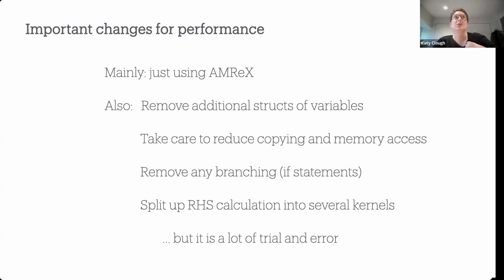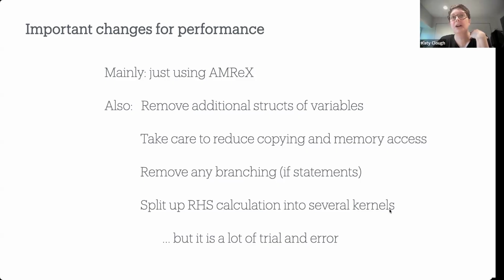And how do we do that? Using AMReX is what gives us the sort of huge advantages, and as I said, they did all the hard work. But things like removing additional structs of variables that we had in the code from Chombo, reducing copying, memory access, removing if statements. So we had an if statement that's like, do you do BSSN or CCZ4? That if statement, just removing that and making it just one or the other at compile time, it gives us a huge speed up just because GPUs don't like kind of branching.